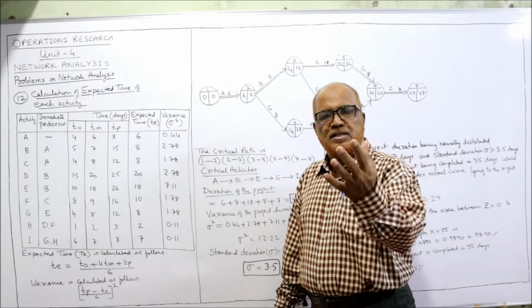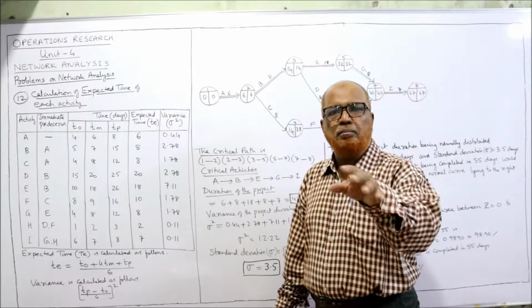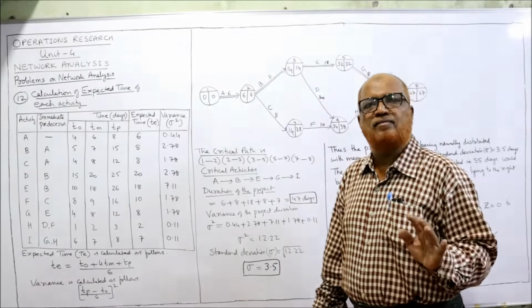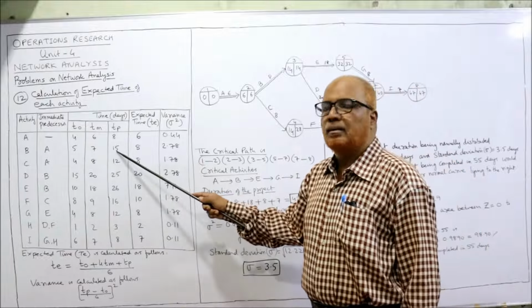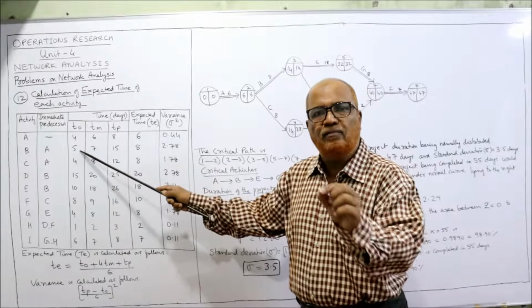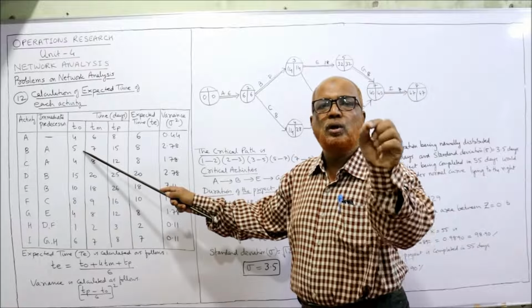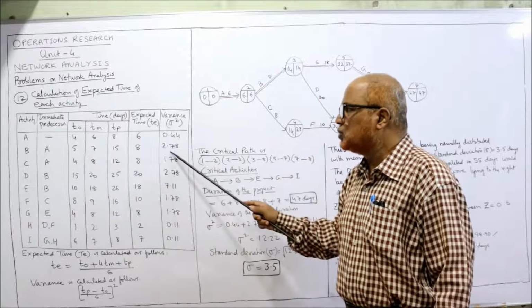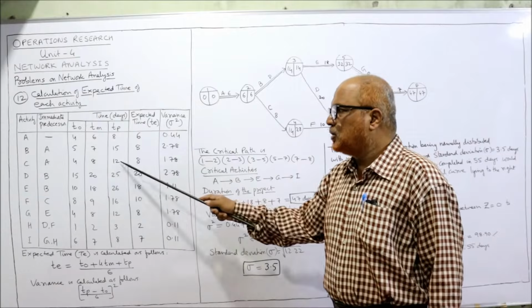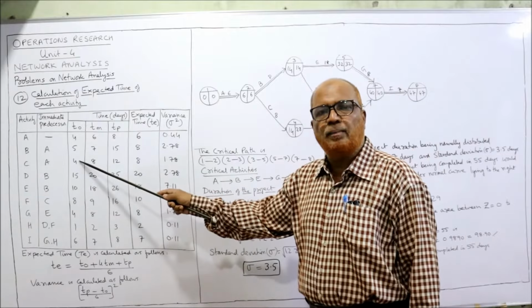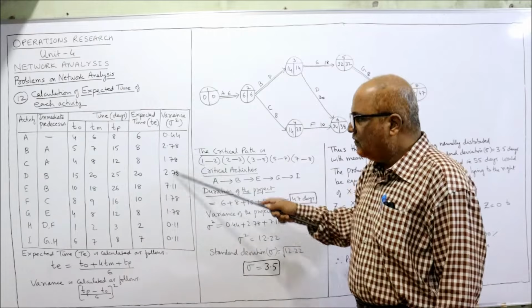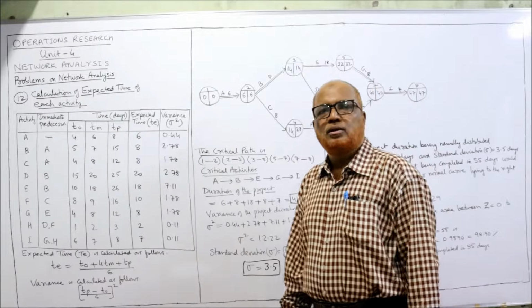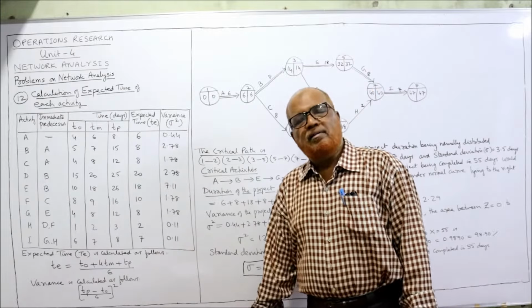Confirm it. Take the calculator. When I'm explaining, immediately type it on the calculator and find out whether you are getting the same value or not. So here, 15 minus 5 divided by 6, whole square, is equal to 2.78. Similarly, 12 minus 4 divided by 6, whole square, is equal to 1.68. We got all the variance values. So we have calculated expected time.